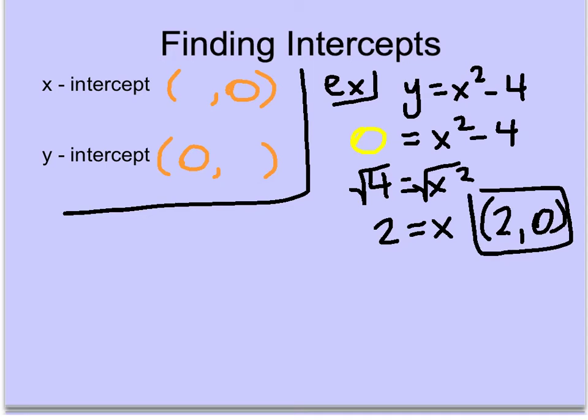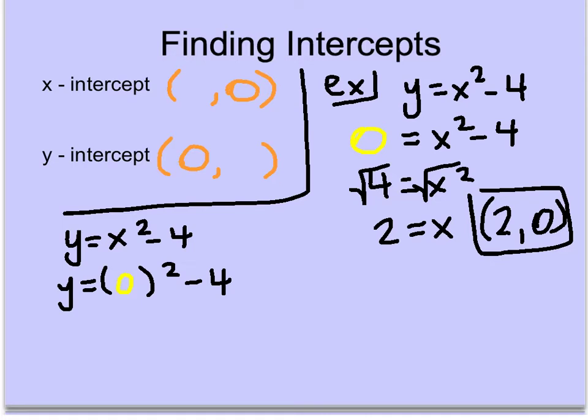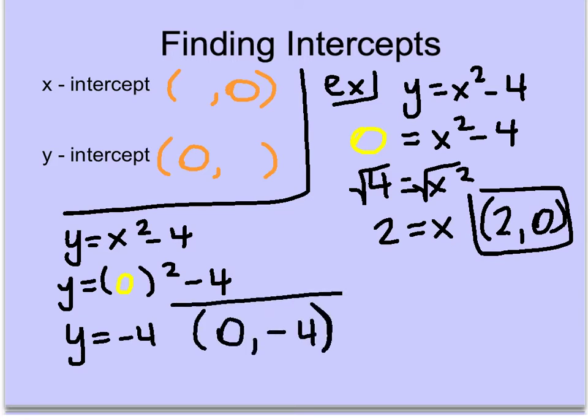Similarly, for the y-intercept, I'm going to substitute a 0 for x. So here I've substituted 0 for x, and now simplifying I get y equals -4. So my y-intercept is (0, -4). So finding intercepts is just using zeros, substituting, and solving.